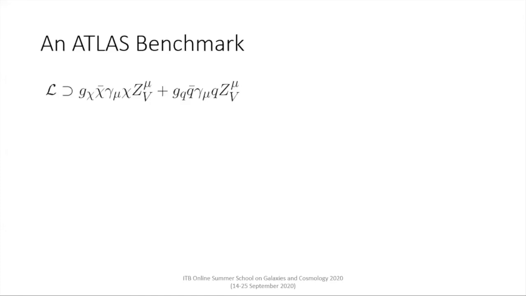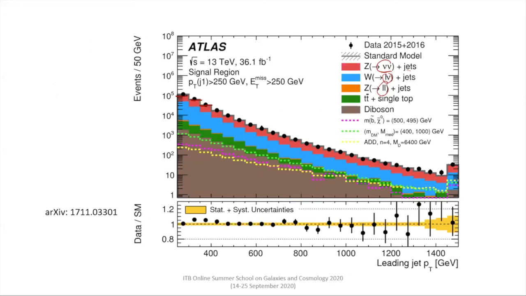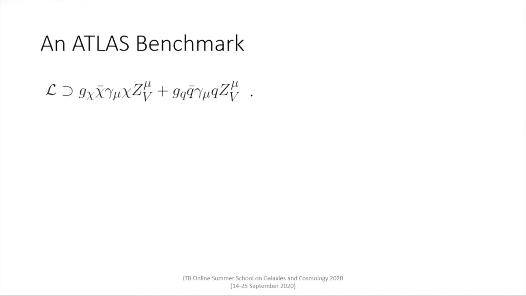I think I wrongly put this. ATLAS has its own benchmark. Same thing, we don't see anything. So then we have to work out what the bound on this is. Since we don't see anything, what's the bound on some models? ATLAS picks a model that's kind of close to ours, but not exactly the same.